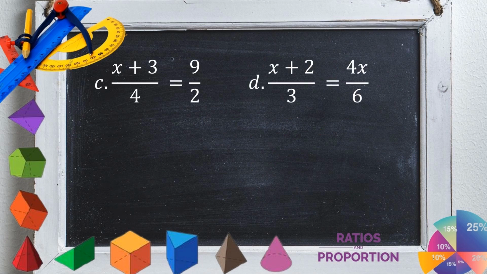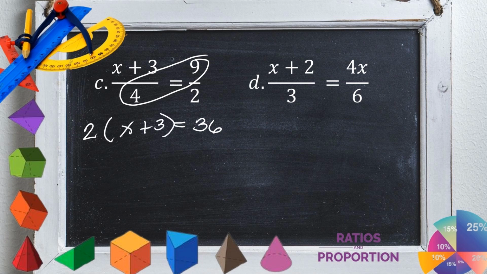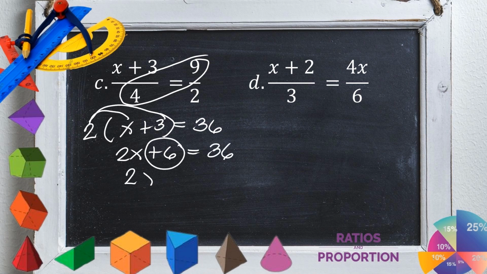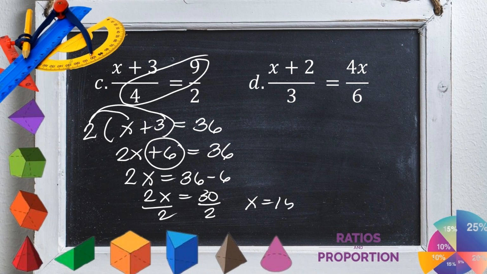Proceed to the next examples. Here, just cross multiply. We start with the easier one. So 4 times 9, put it on the other side, that is 36. Then we have 2 times the quantity x plus 3. By distributive property, 2 times x is 2x, 2 times 3 is 6. We're going to have 36. Then we're simply going to transpose the 6. You're going to have 2x equals 36 minus 6. So that becomes 30. Divide both sides by 2. The value of x is equal to 15.